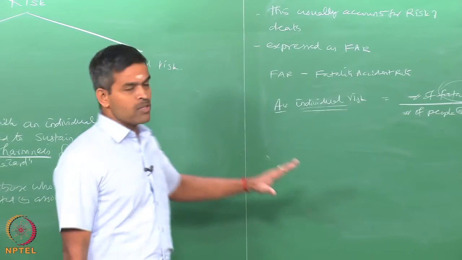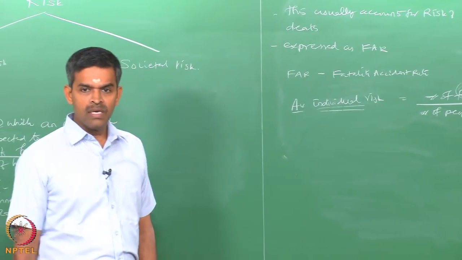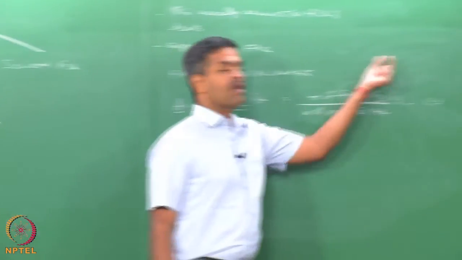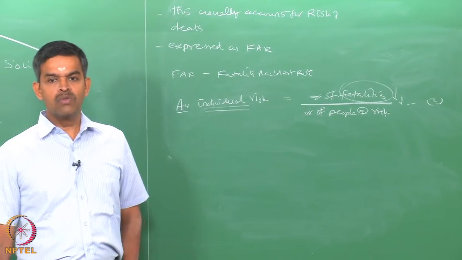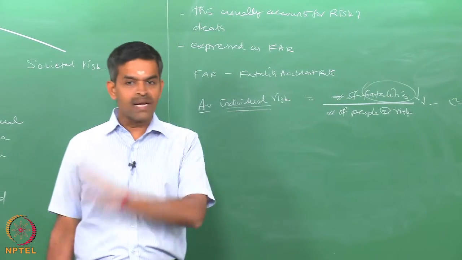Now, how does it compare with the societal risk? In society, the number of fatalities may be higher or lower, but the denominator is phenomenally large, because those are people who are not directly connected with the risk.